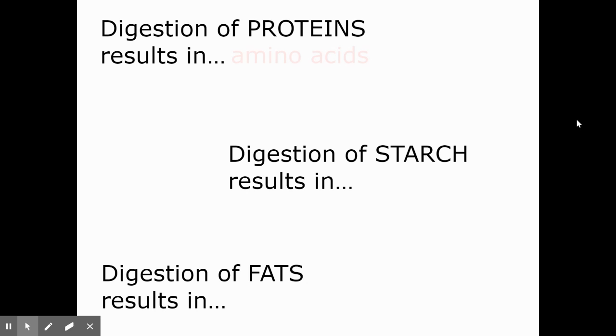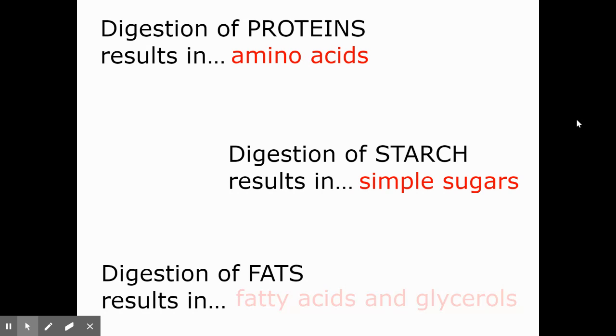What do we get when we digest proteins? We get amino acids. We already said the building blocks of proteins are amino acids. So if we break down a protein, we're going to get the amino acids that make it up. Digestion of starch results in simple sugars. Starch is that carbohydrate. You may have heard starch is in pasta. There's a lot of starch. If you break down the fats, the lipids, you're going to get the fatty acids and the glycerols. Notice that what you're getting is the building blocks. It's just going in a different direction, that's all.